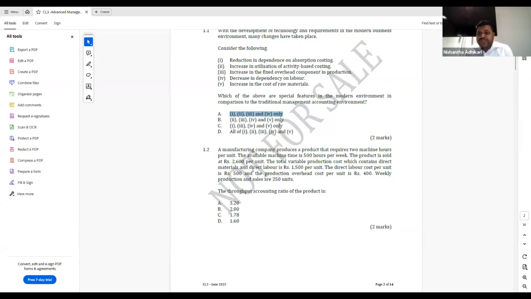Now you are asked to calculate the throughput accounting ratio of the product. When calculating the throughput accounting ratio, remember, the only variable cost is direct material. Now we will work it out. How do we calculate the throughput accounting ratio? I will show you.